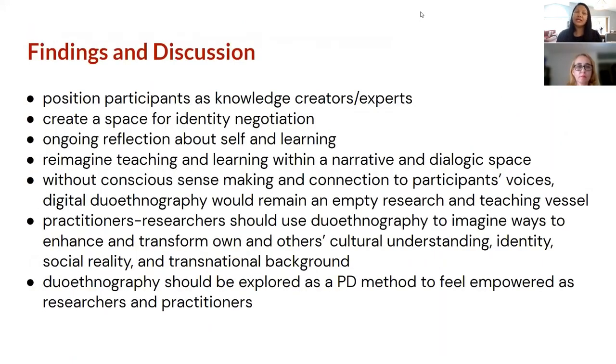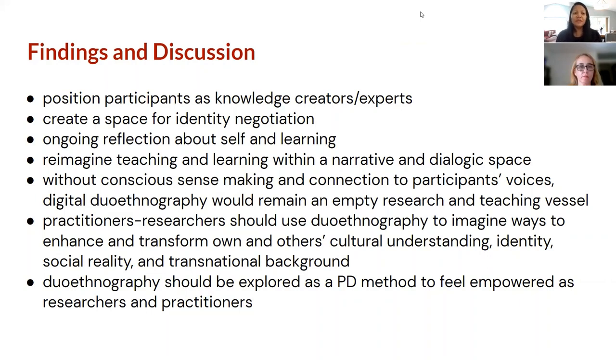After we did our study and collected our data, as Andrea has mentioned, we had a lot of conversation in the process where we wrote this duoethnography. We talked about our experience, our perspective, how we teach our students, and what we believe learning should be. So after our data collection, these are the findings and the discussions.